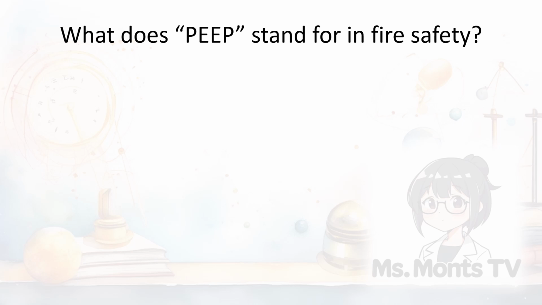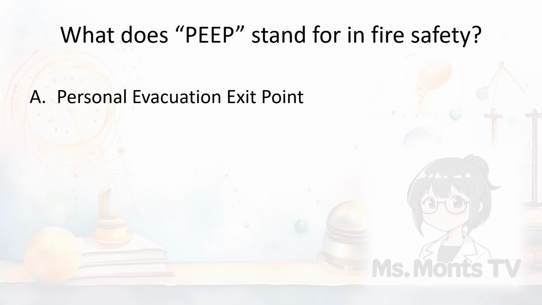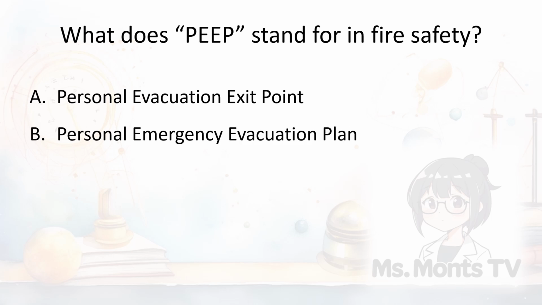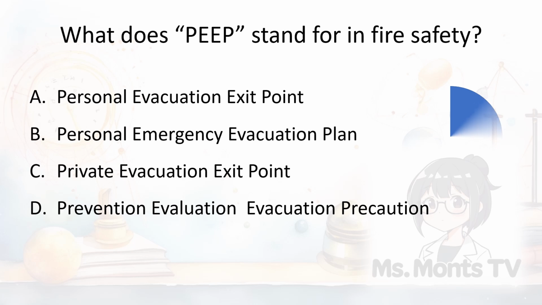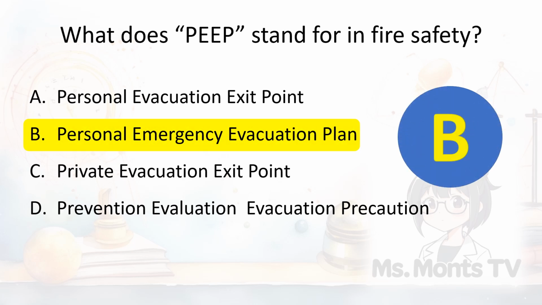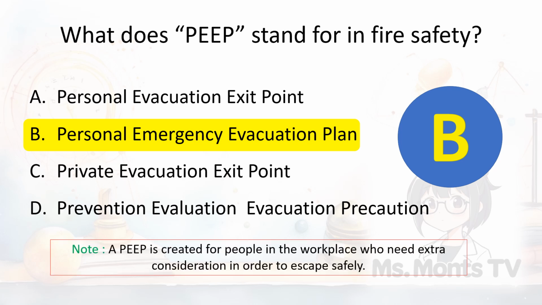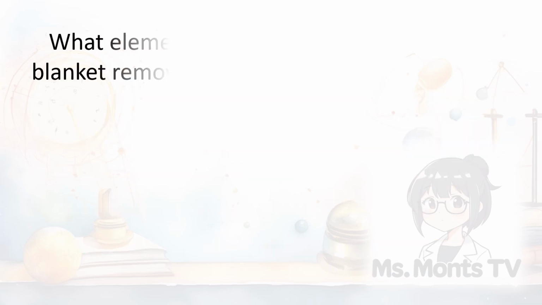What does P stand for in fire safety? A. Personal evacuation exit point. B. Personal emergency evacuation plan. C. Private evacuation exit point. D. Prevention, evaluation, evacuation, precaution. Letter B. Personal emergency evacuation plan. A PEEP is created for people in the workplace who need extra consideration in order to escape safely.